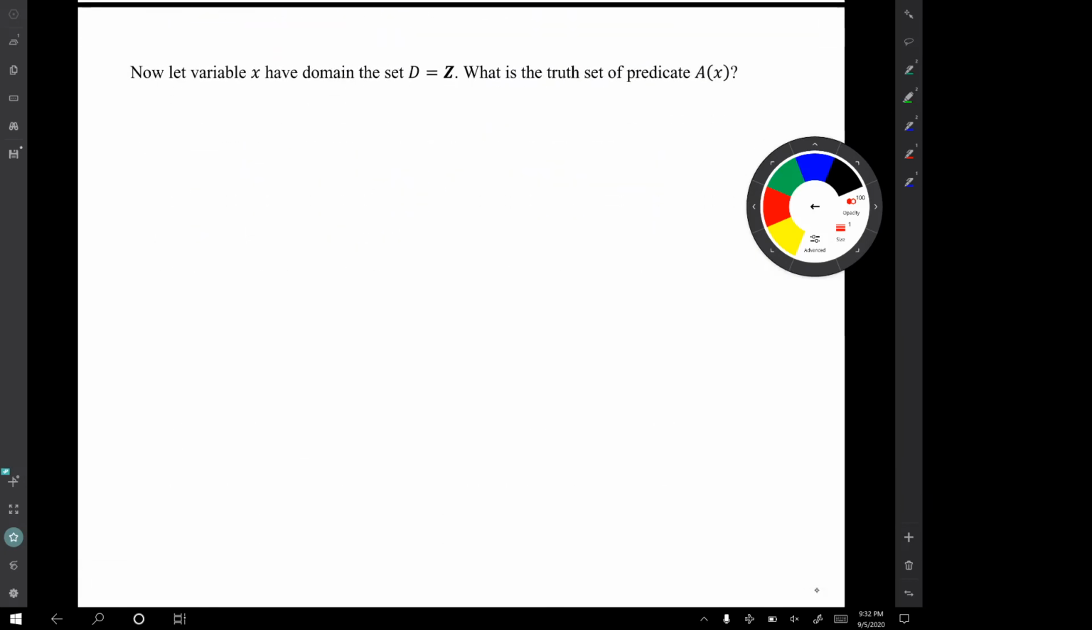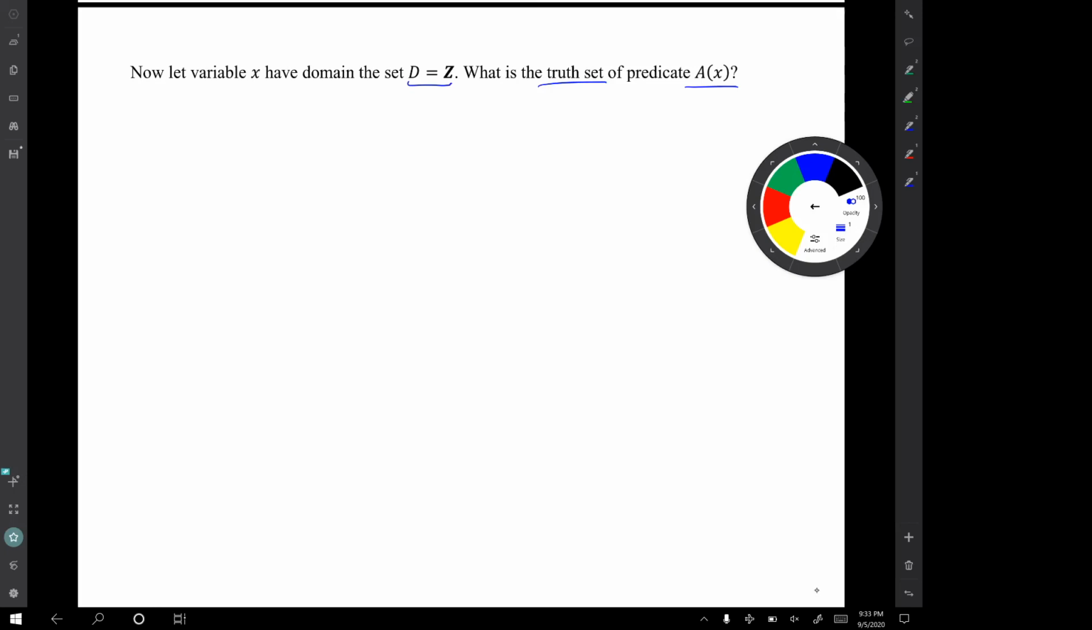Now we're going to study the predicate A of X again, but this time we're going to let the domain be the set of all integers. And the question is, what is the truth set when that's the domain? Well, we need to study this by making a truth table again, but this time our domain is an infinite set, so we can't really list all the integers and test them all.